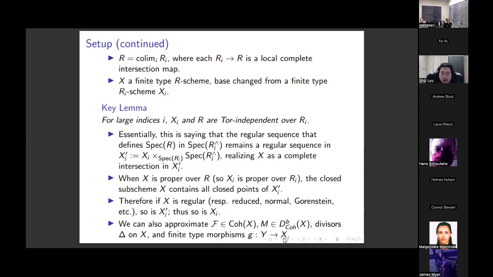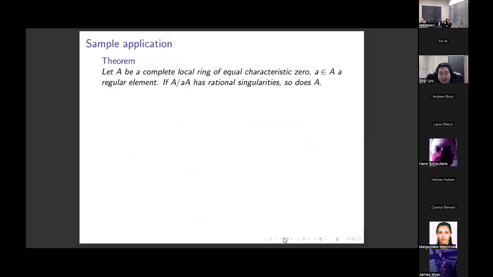Okay, so this is our setup finished. I would say, let's go ahead and see how this setup can be applied to give applications or a sample application. What I mentioned before had this result regarding rational singularities. How do we use our approximation scheme to tackle this problem?